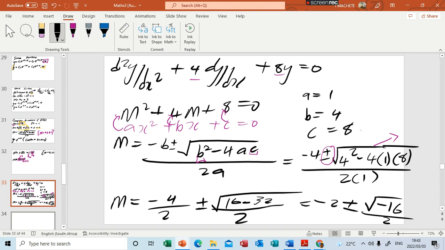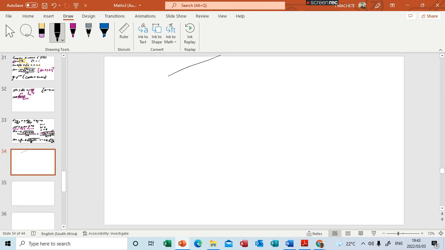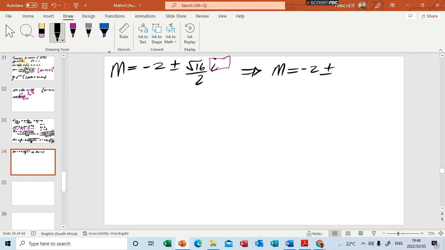From here, guys, you have to change it. You have to change that thing. You're going to say m equals to minus 2 plus or minus square root of 16i over 2, right? You understand this part, right? I changed everything to square root of negative 1. So your answer for this one will be equals to minus 2 plus or minus square root of 16. You're going to get 4. 4 over 2, you're going to get 2.